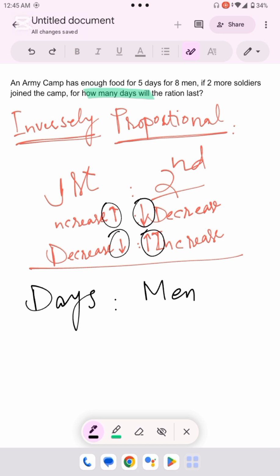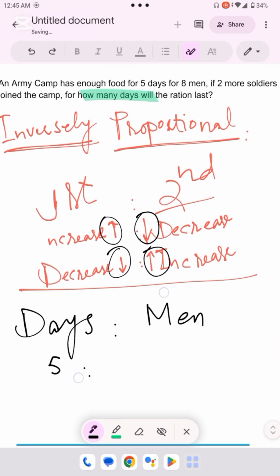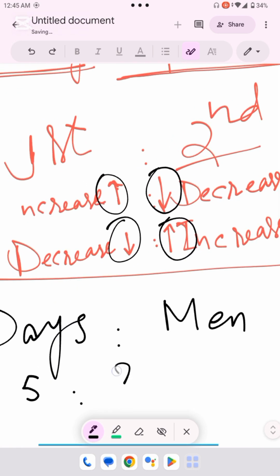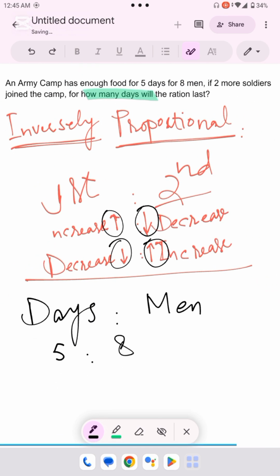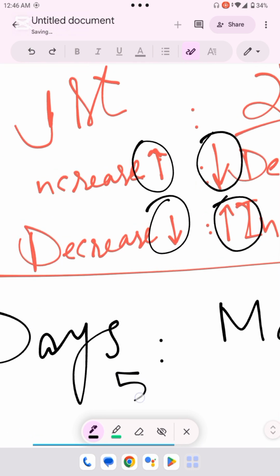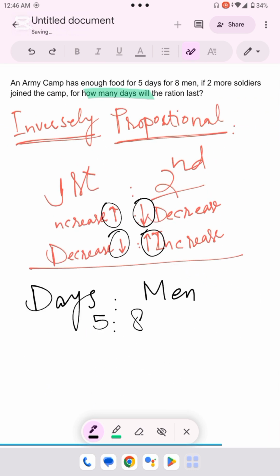Number of days are 5, and number of men are 8. If two more men join the camp, let me write properly there. 5 days and 8 men are there. If two more men join the camp, that means there are 10 men. And for how many days will it last? We don't know. That is the x.